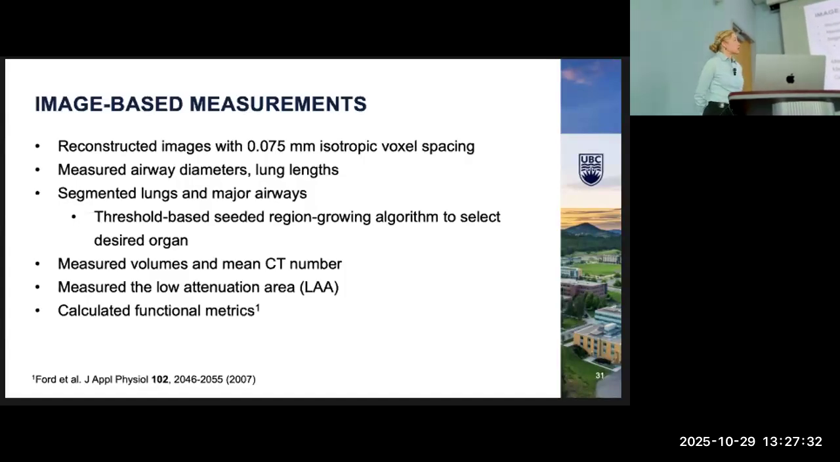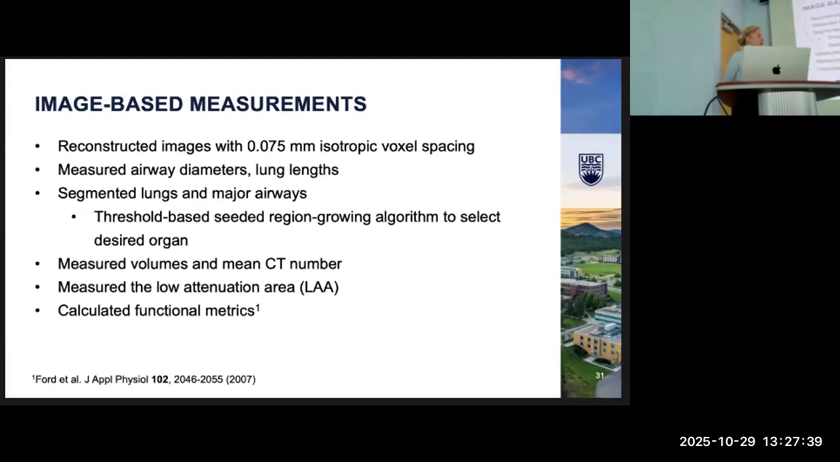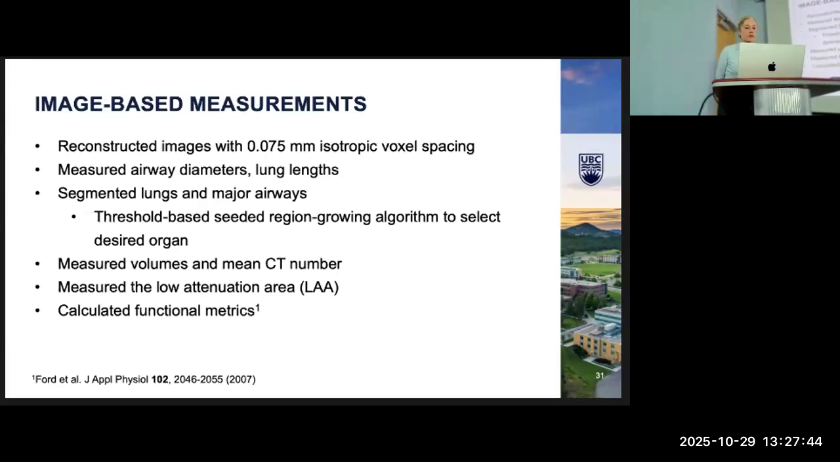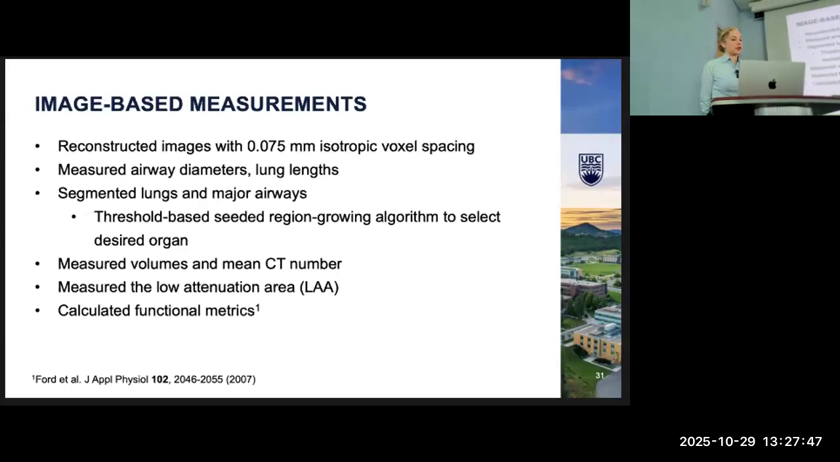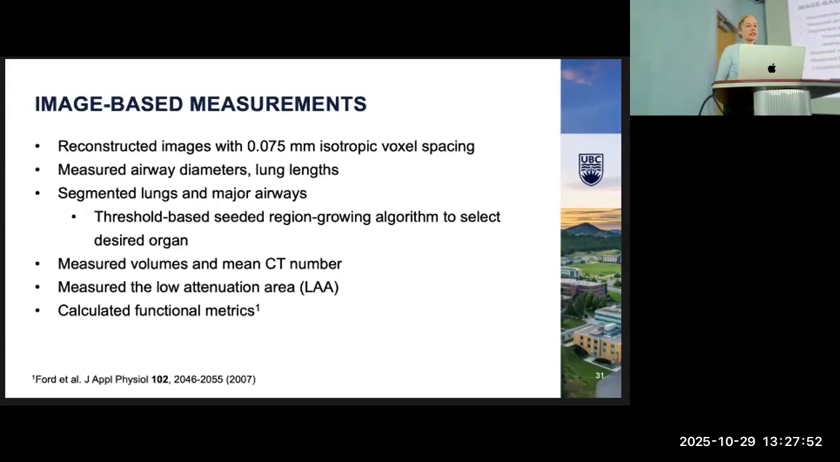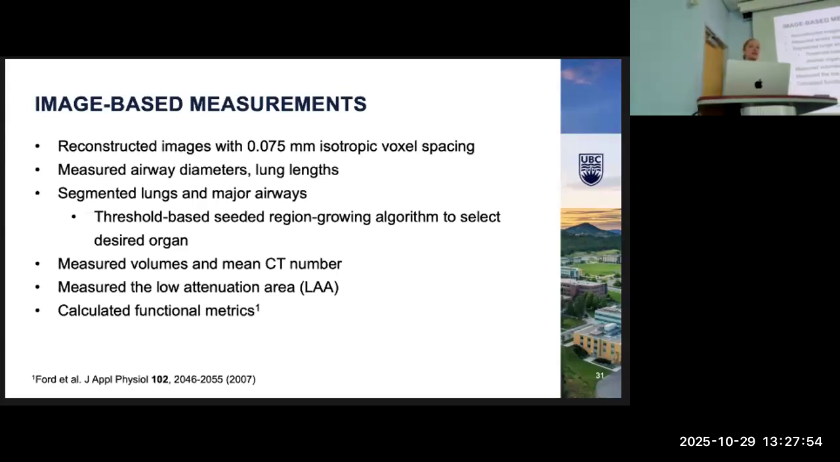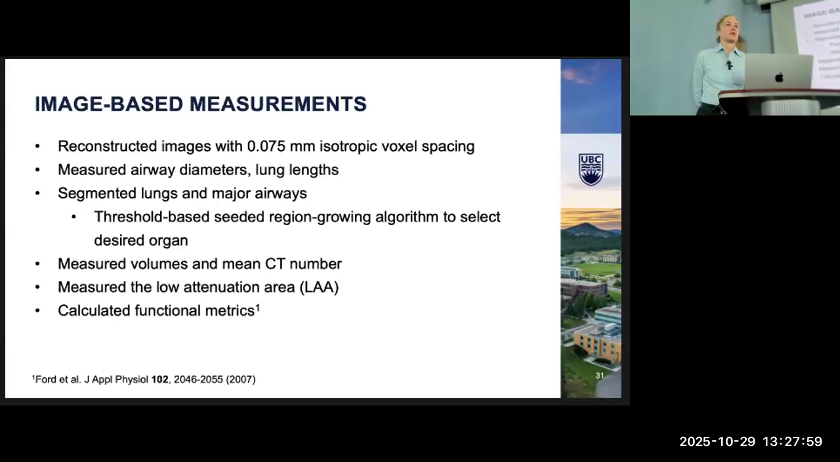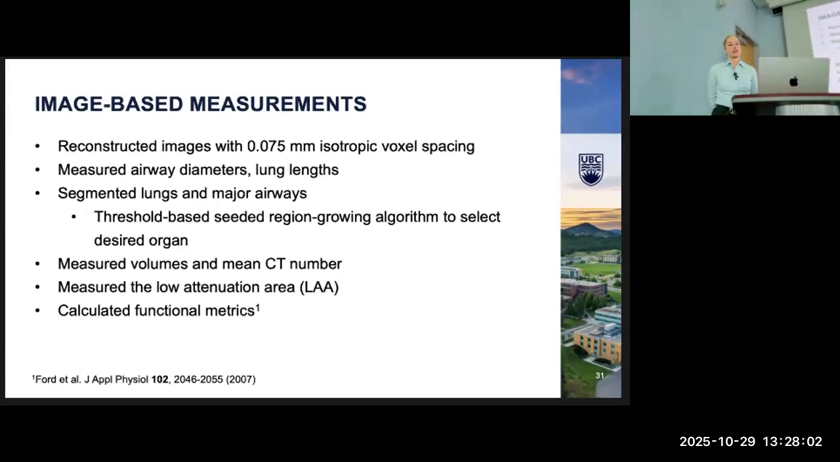So we did the same thing. We did image-based measurements. So we measured airway diameters, the lung lobe length. We segmented the lung and major airways using a threshold-based algorithm. We can measure the mean volume, the mean CT number, so that gives us an idea of the composition in the lung. So all of our scans are scaled into CT numbers, which are relative to water or tissue. So using the grayscale values that we measure, we can determine what tissue type is present.